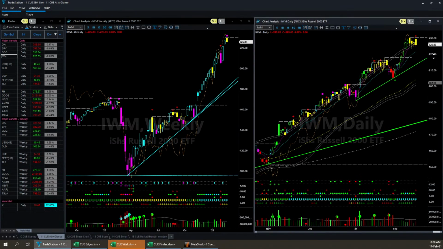Russell 2000 ETF IWM. In the weekly, we have a bearish headwind here. In the daily, after this gap up day, for 1, 2, 3, 4, 5, 6 days, it is not able to go up, not able to go down also.